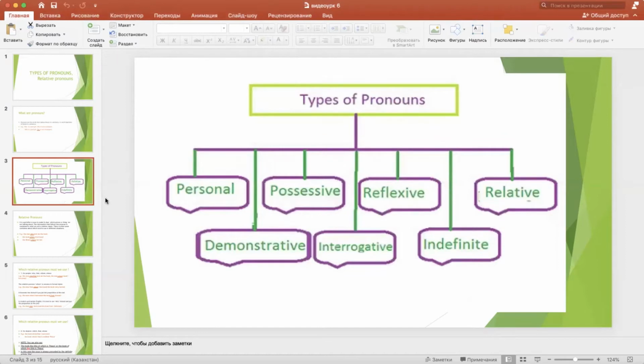Here are the types of pronouns. So we have 7 types of pronouns: personal, possessive, demonstrative, reflexive, interrogative, relative, indefinite. So especially we're going to talk today about relative pronouns.